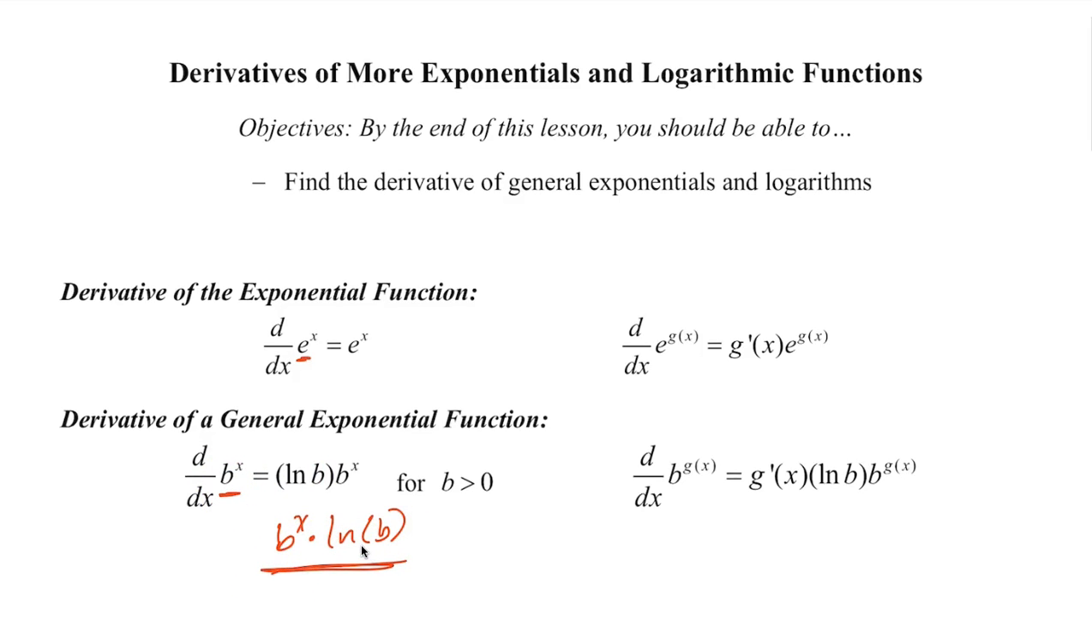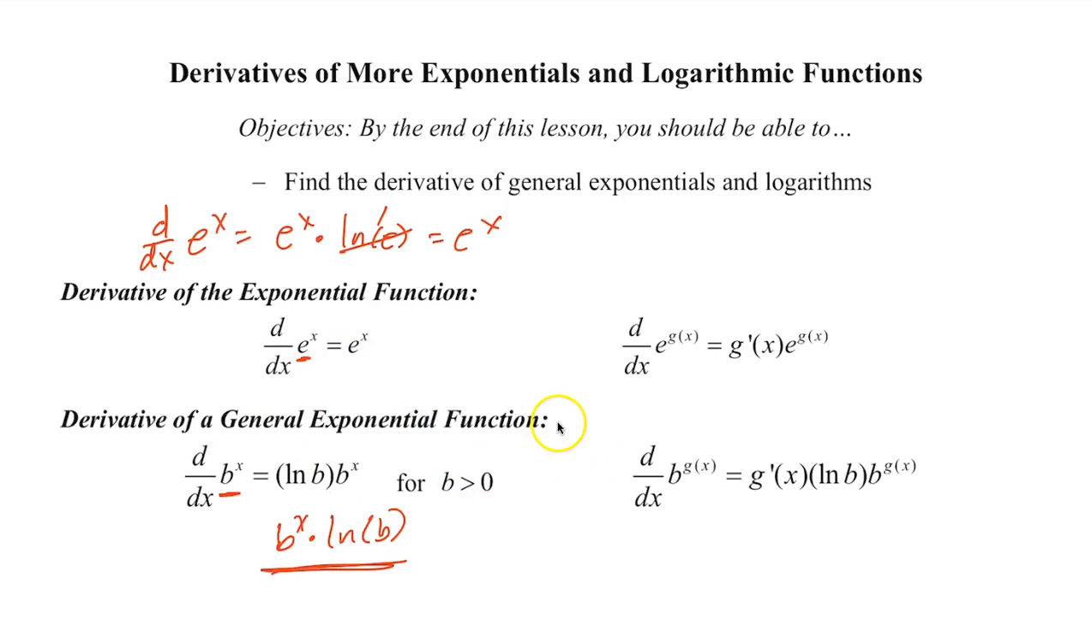So what happens when the base is e? Well, it's an exponential function, so you copy it, then times by the natural log of the base. The base here is e, and natural log of e is 1, so you just get e^x. That's why the derivative of e^x is just e^x. So that's the general exponential function. If you want to take the derivative of a general exponential, just copy it and times by the natural log of the base. That's why e is special.